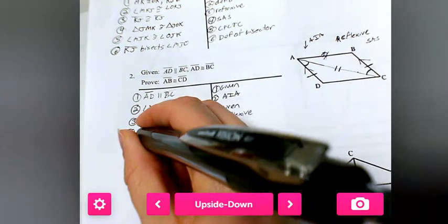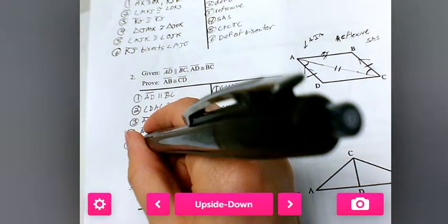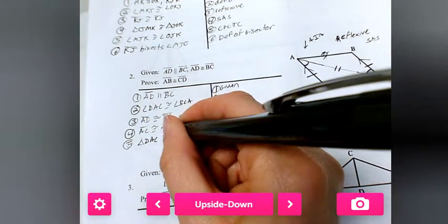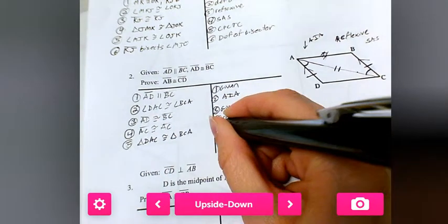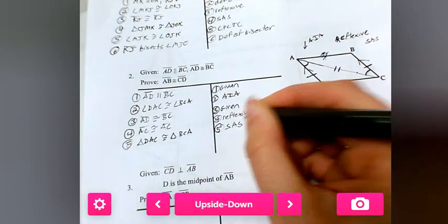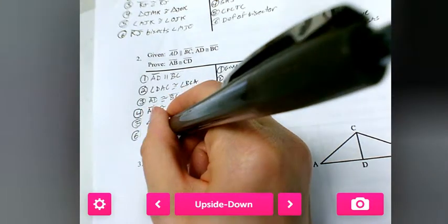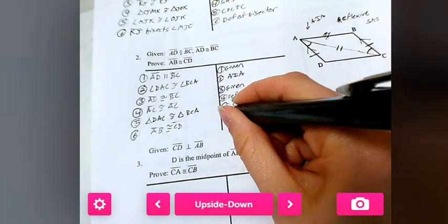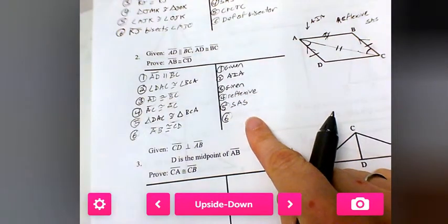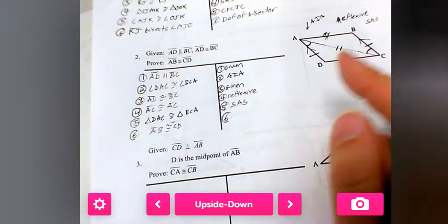Five, triangle ADC, or DAC, we'll just say, is congruent to triangle BCA by side angle side. And then we've got to have our last step, right? Step 6, AB is congruent to CD. Why is that? Why are AB and CD congruent? What's the reason here? Say it louder. You can do it. CPCTC. Mm-hmm.